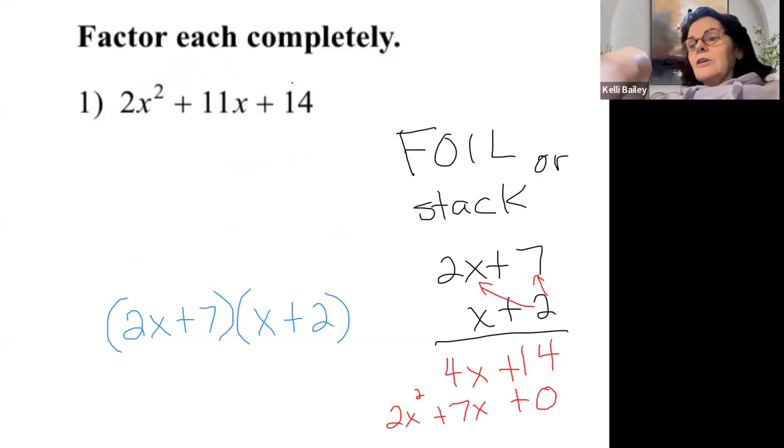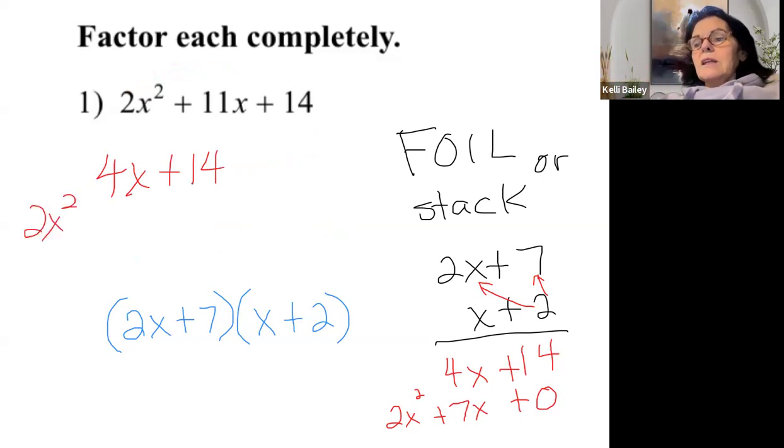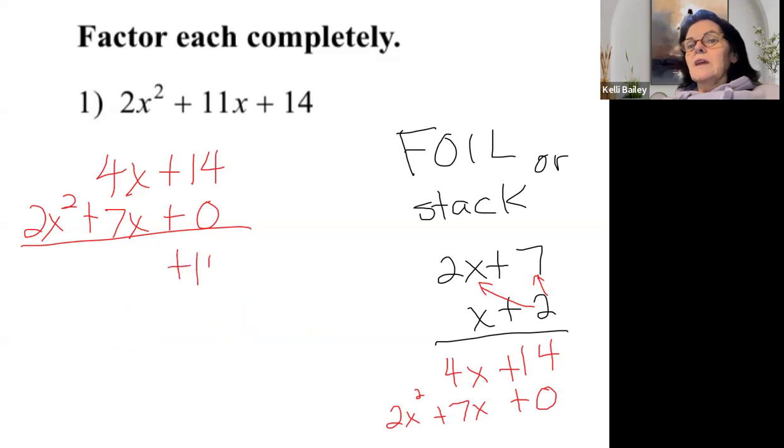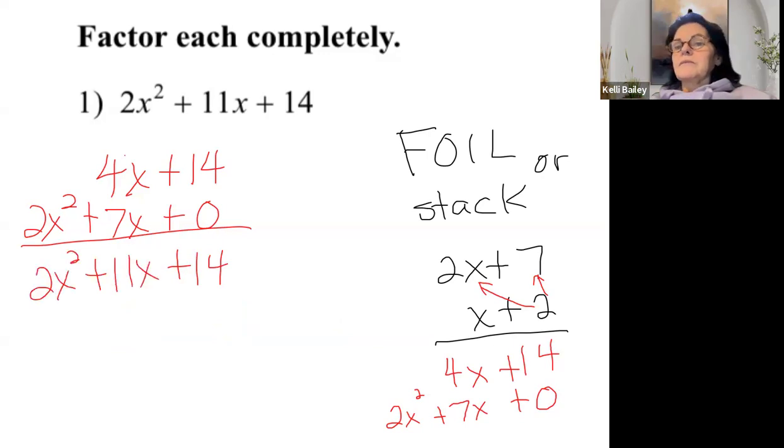And I have 4x plus 14. And then I have 2x squared plus 7x plus 0. Now I just add like terms. That would be my columns. Okay. So 14 plus 0 is plus 14. 4x plus 7x is plus 11x. And then I've got my 2x squared out front. And guess what? That matches what I started with. So that tells me that I did it right.